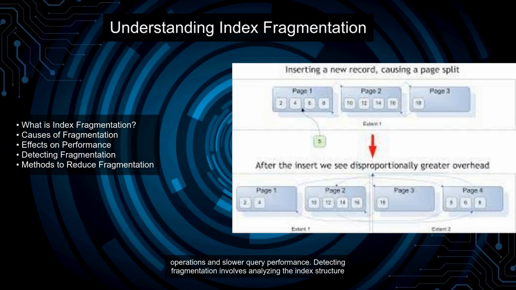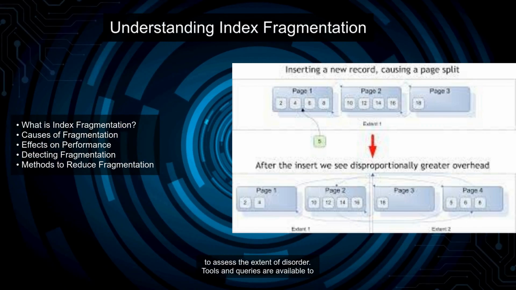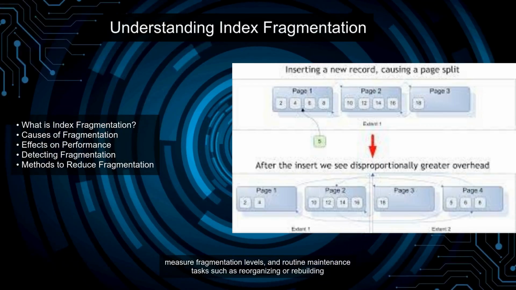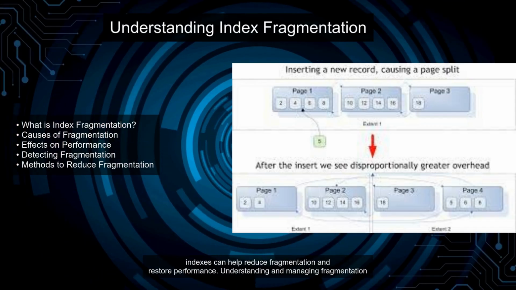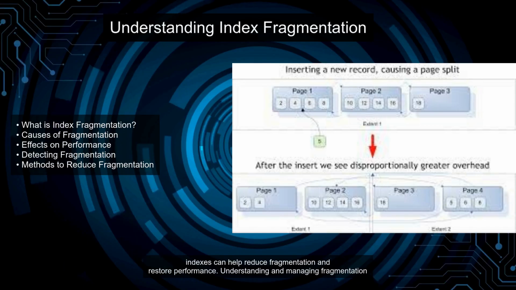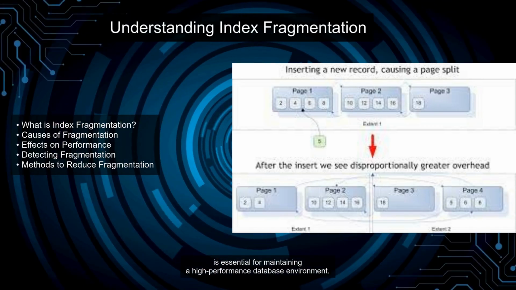Detecting fragmentation involves analyzing the index structure to assess the extent of disorder. Tools and queries are available to measure fragmentation levels, and routine maintenance tasks such as reorganizing or rebuilding indexes can help reduce fragmentation and restore performance. Understanding and managing fragmentation is essential for maintaining a high-performance database environment.